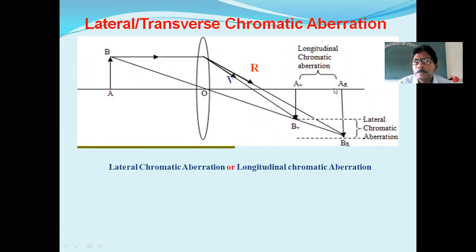Here, the distance between AV and AR is longitudinal chromatic aberration, and the distance between BV and BR is the lateral chromatic aberration. So in this way, the chromatic aberration is classified into two types. Those are linear and lateral, or longitudinal and transverse.